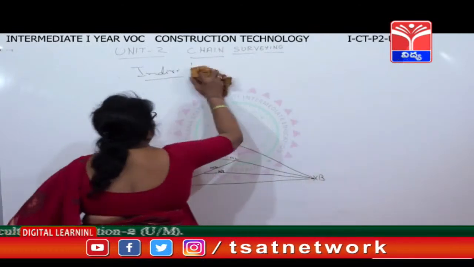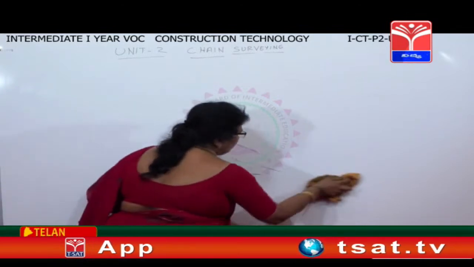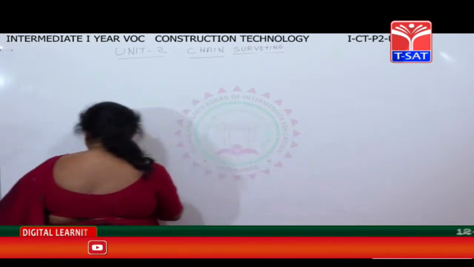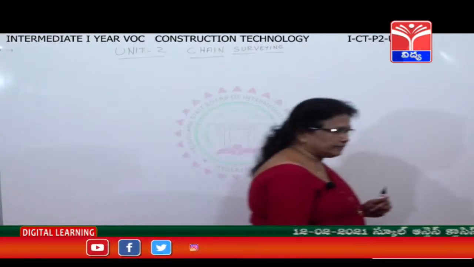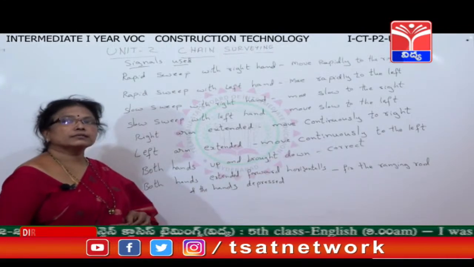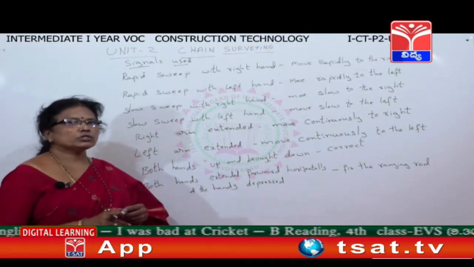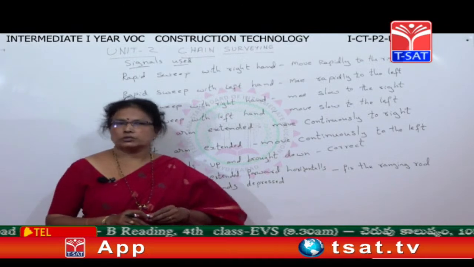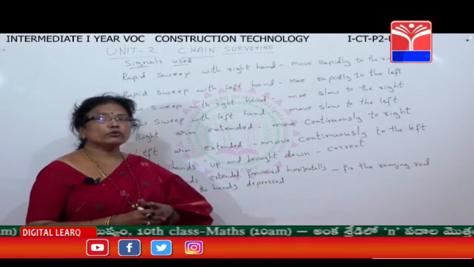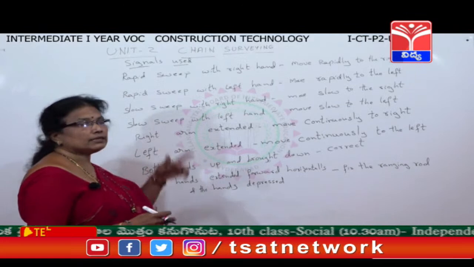Next, coming to the signals. As I told, we should not shout in the field. We should just follow the signals. Signals used in the field: we should not shout because it causes disturbances, and even if you shout, the persons could not hear. You just have to follow a few signals. Let us see the signals.